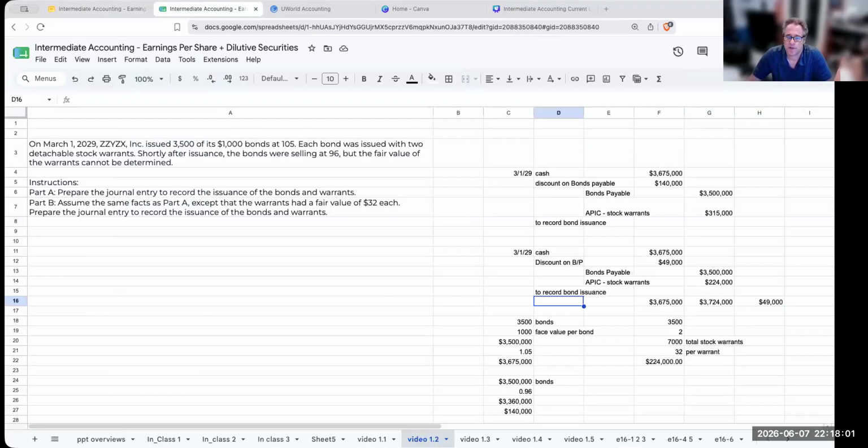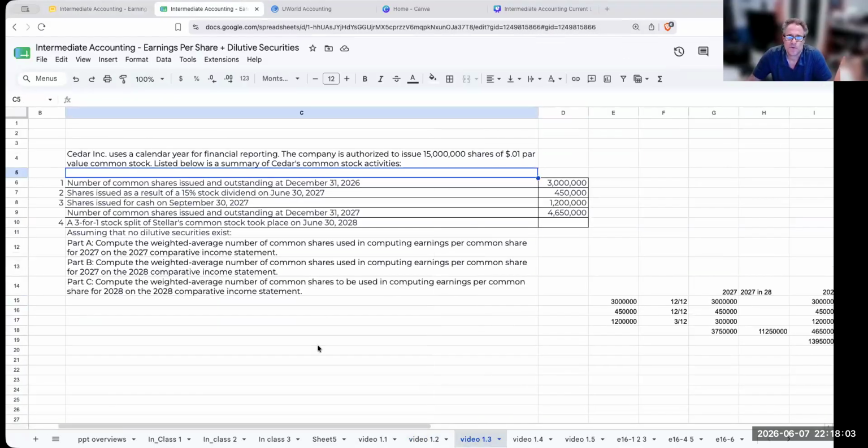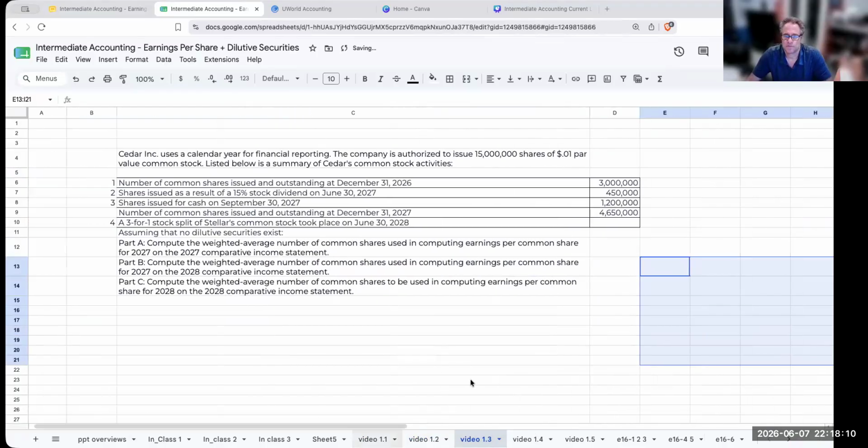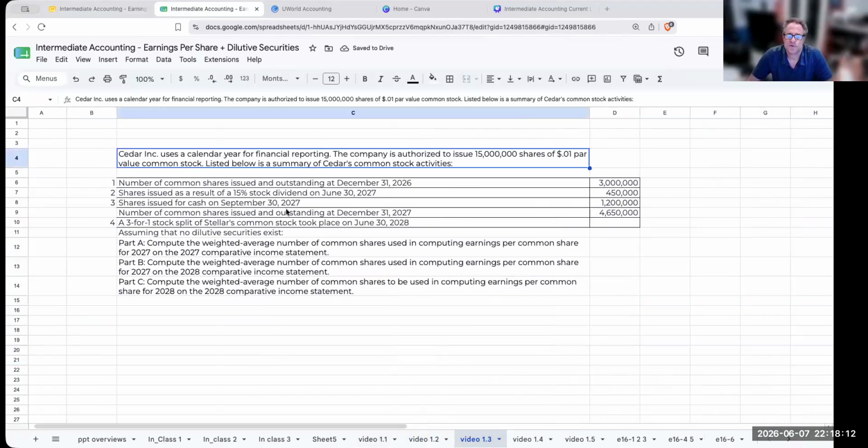Okay, let's go ahead and look at our next question. So we've got over here Cedar Inc. Let me get rid of the answer so I can do this for real. Cedar uses a calendar year for financial reporting. The company has authorized and issued 15 million shares of 1 cent par value common stock. Listed below is a summary of Cedar's common stock activities.